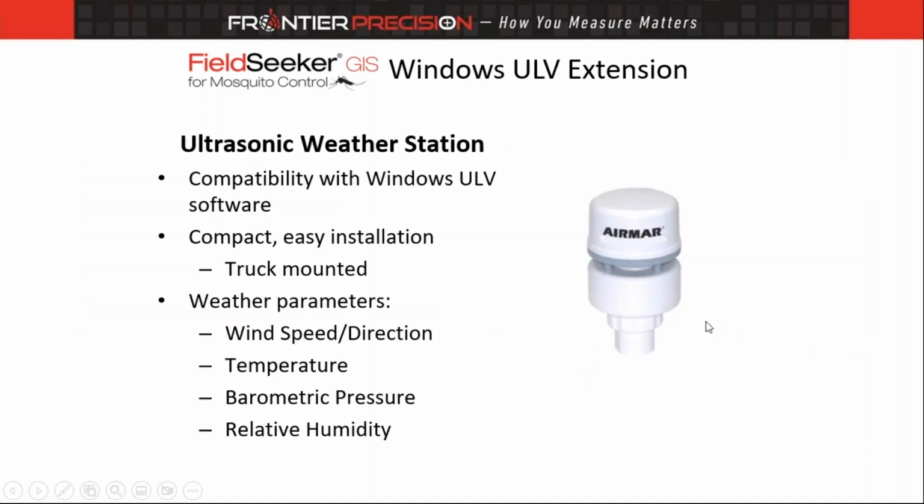Just a little bit more about the optional weather sensor. It does mount on the truck bed. There's a cable that comes up and plugs into the USB port of the Mesa tablet. And then it's just going to pin the wind speed, direction, temperature, barometric pressure, and relative humidity to the position of the truck spray and all the truck spray information that's getting recorded.